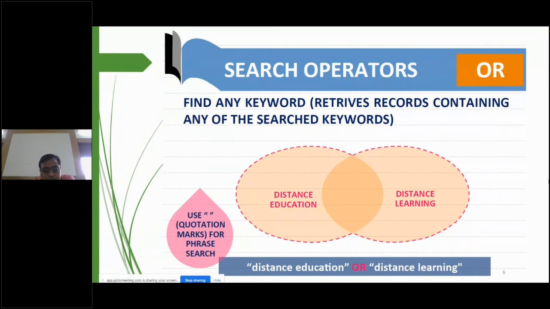But do not forget to put the distance education or distance learning in quotation marks. You have to put the quotation marks around both phrases. If you forget the quotation marks, you can't get the proper information from PubMed. You can try it yourself after this session and see what data you get from PubMed before and after using the quotation marks.